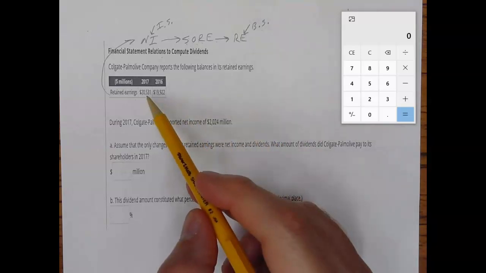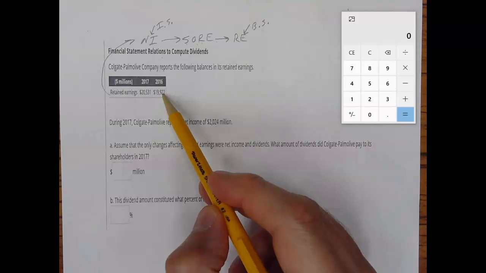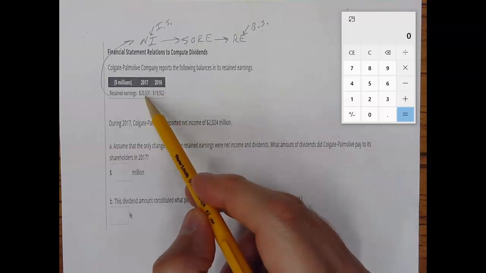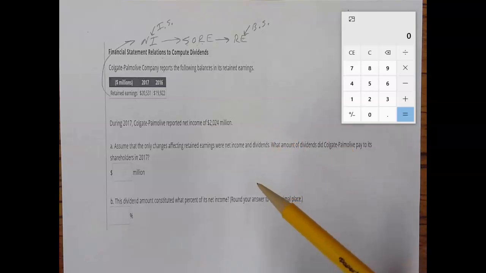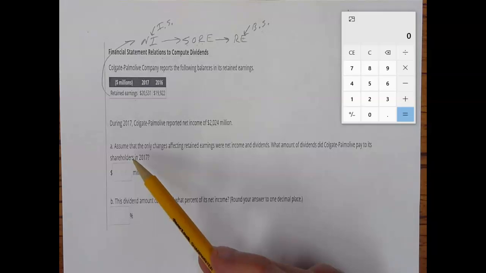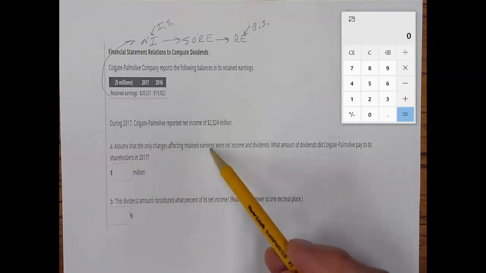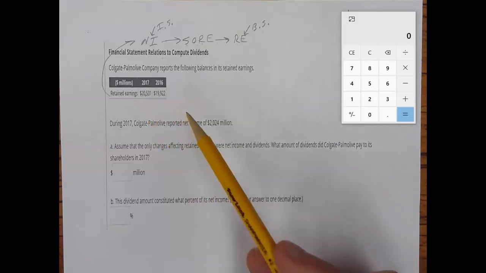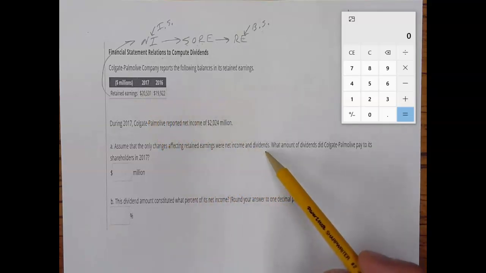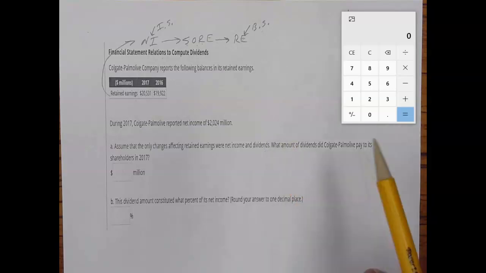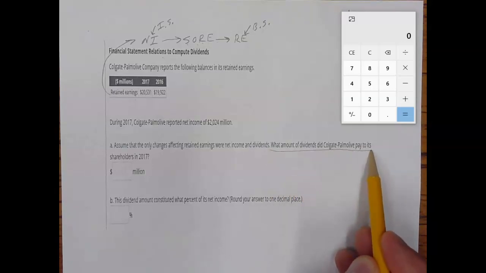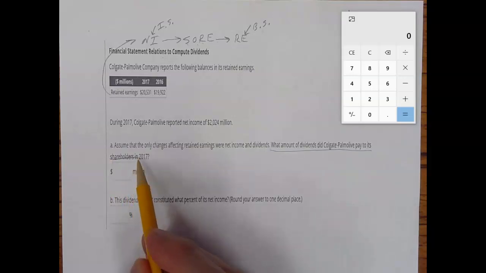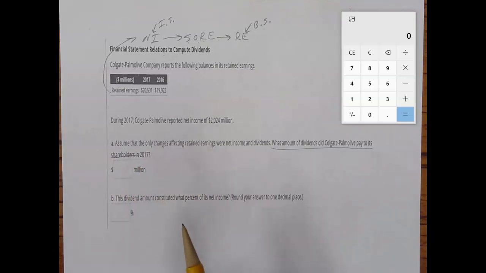We can't simply subtract last year's retained earnings from this year's. That's not what's going to take place here. So we need a little bit more information. Let's jump down here to the question. It says, assume that the only changes affecting retained earnings, and there are changes as we've shown you, were net income and dividends. The question then is, what amount of dividends did Colgate-Palmolive pay to its shareholders? That's the question.